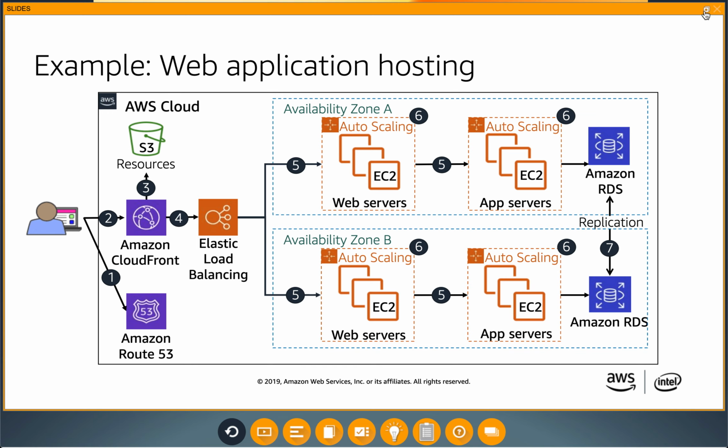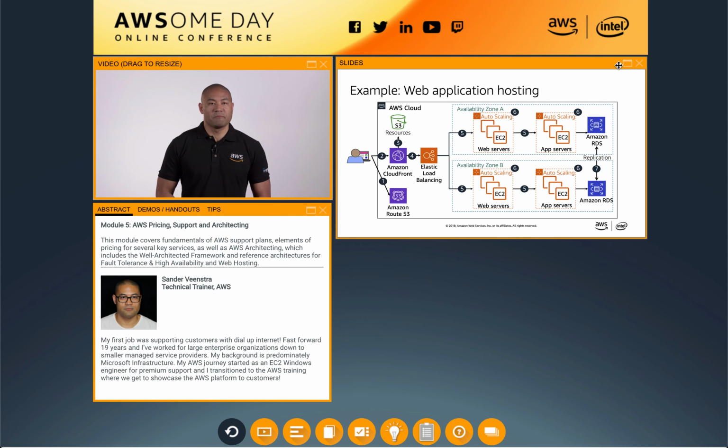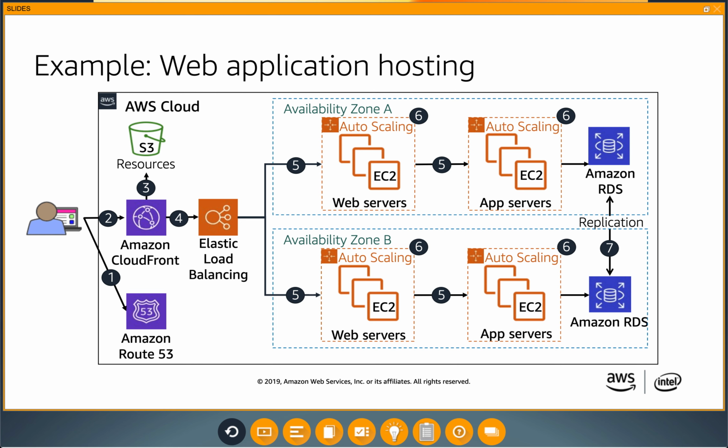Let's walk through this together following each of the numbers in this diagram. Number 1. Users' DNS requests are serviced by Amazon Route 53. This is a highly available DNS service that runs in our AWS Edge locations around the world. Number 2. CloudFront is an AWS content distribution network which can cache objects closer to the end user to reduce latency. This service also leverages our edge locations around the world.